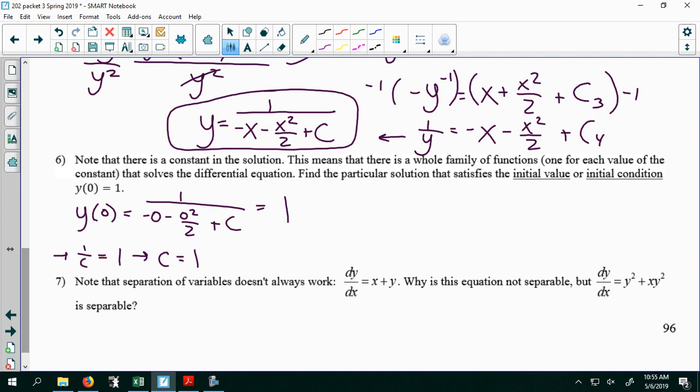Nope, I had to take the reciprocal of the entire right-hand side. Should be different than putting a plus c outside.